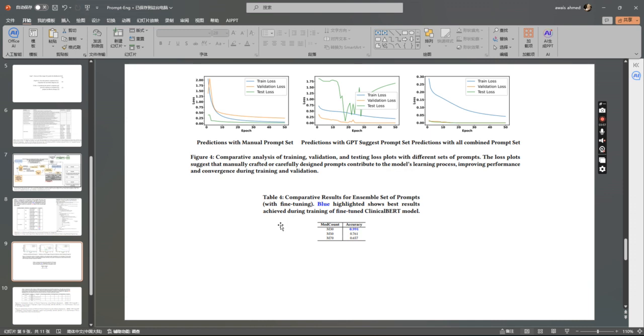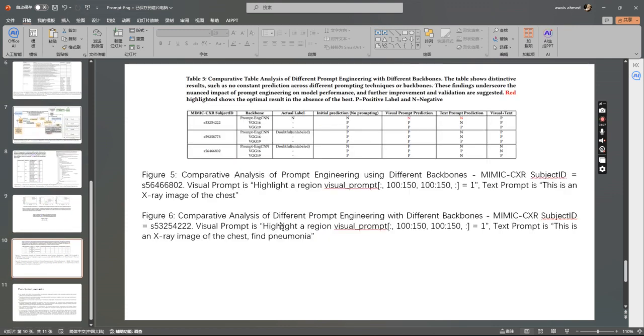Figure 4 is presented for the analysis of training and validation loss plots with different sets of prompts. First is prediction with the manual prompt set. Second is predictions with the GPT-suggested prompts. And third is prediction with the combined prompt set. The loss plots suggest that the manually crafted, carefully designed prompts contribute to the model's learning process, which improves performance and convergence during training and validation.